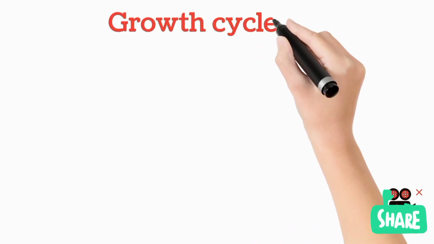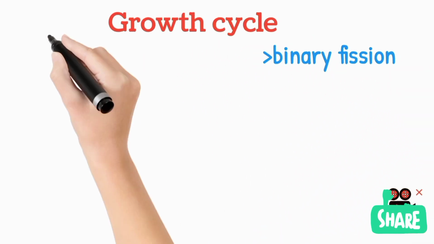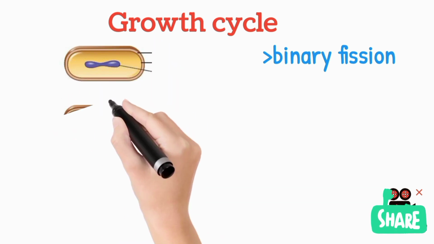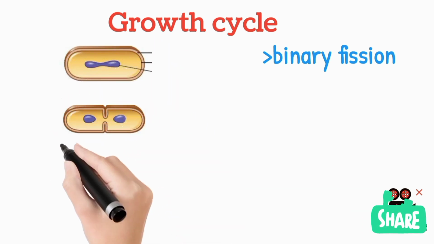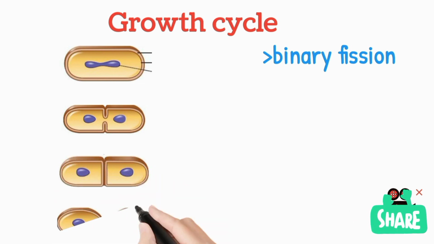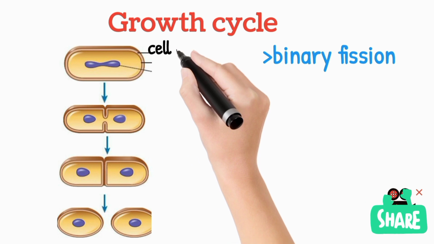Growth cycle or reproduction in bacteria occurs by a process known as binary fission. This is a process whereby one bacterial cell is converted into two bacteria, or two daughter cells. So there are various steps of this binary fission.